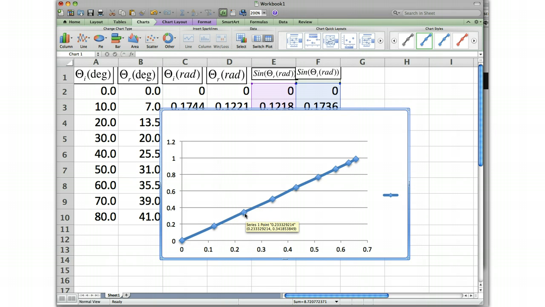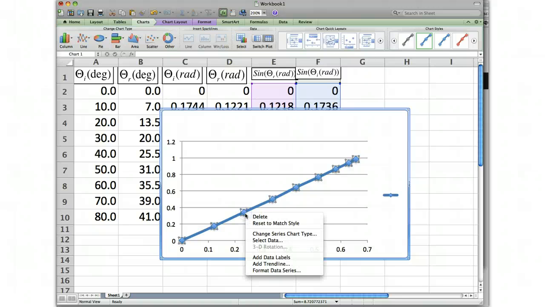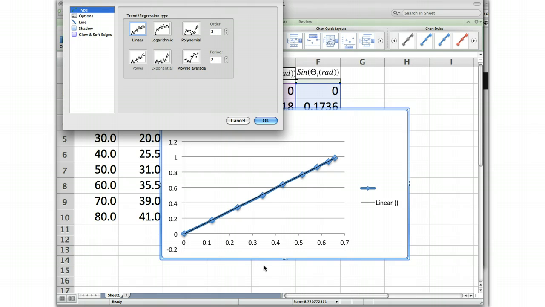And so what I want to do at this point in time is to have the cursor over one of the data points, hold down, I think it's the command key on a PC or the control key on a Mac. And what I want to do is add trend line. And this is the sort of thing that I don't think you can do with a Google spreadsheet or Numbers if you're using a Mac.